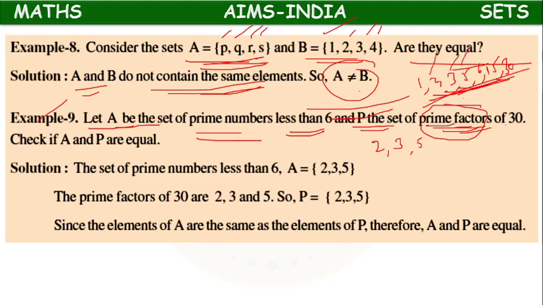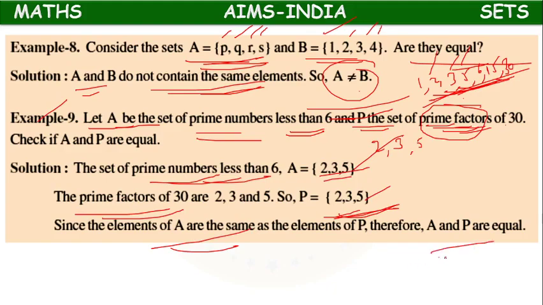2, 3, 5. This is also 2, 3, 5. Prime numbers less than 6 are also 2, 3, 5. Prime factors of 30 are also 2, 3, 5. Both of them have the same elements. So they are equal sets.